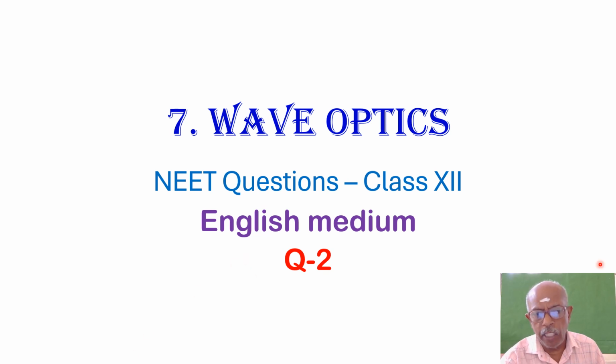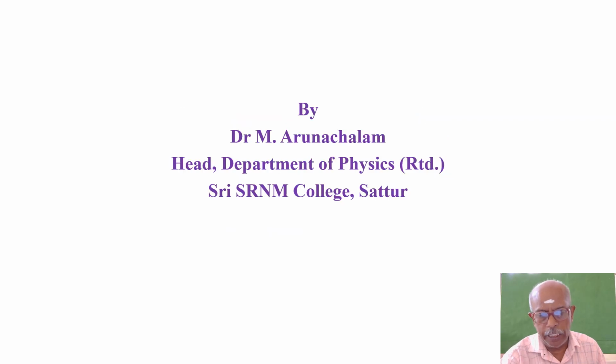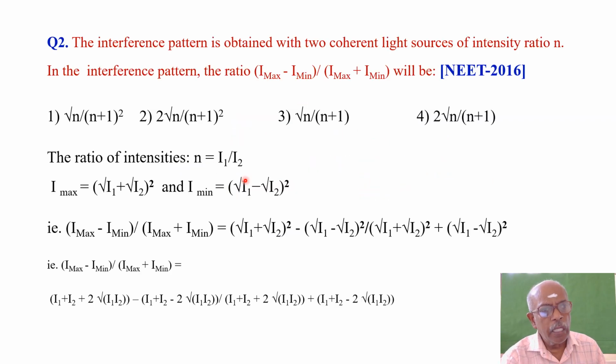In today's video, we are going to solve an MCQ in the chapter Wave Optics. What is the question, sir? Let us look into the question. The interference pattern is obtained with two coherent light sources of intensity ratio n. It means the intensity ratio I1 by I2 is equal to small n. So in the interference pattern, the ratio Imax minus Iminimum divided by Imax plus Iminimum will be how much?